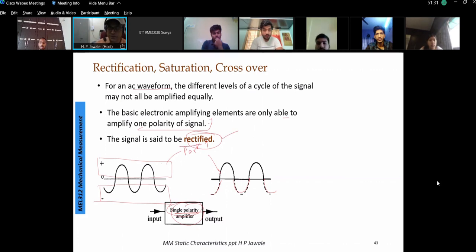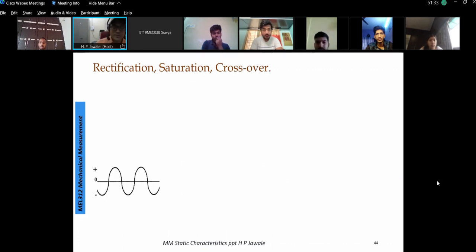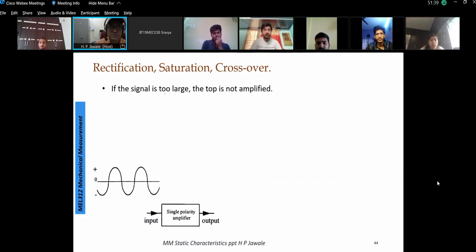Signals are said to be rectified. Similarly, if the signal at the input has this kind of AC waveform and the signal is too large, the top is not amplified.